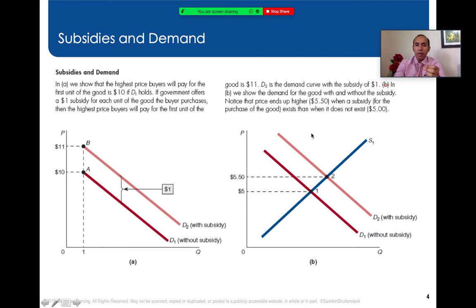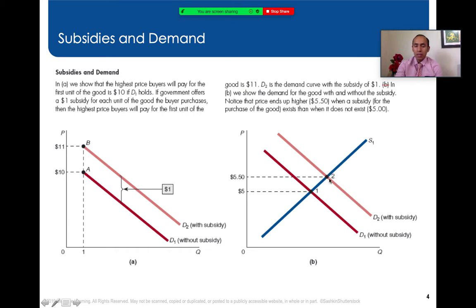So here, in panel B, we have the demand curve shifting from D1, in equilibrium with the supply curve S1. At S1 we have equilibrium 1, $5, and we have the quantity in equilibrium. If we have a subsidy, we have a shift in the demand curve to D2. With the subsidy, the demand curve shifts, and we now have an increase in demand because the consumer now has a little bit more income to consume, and that changes the equilibrium from E1 to E2.